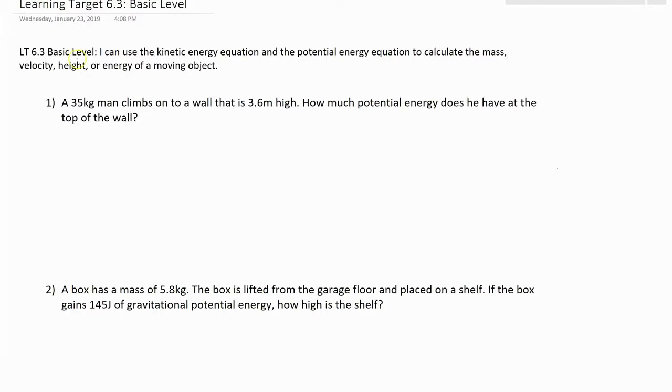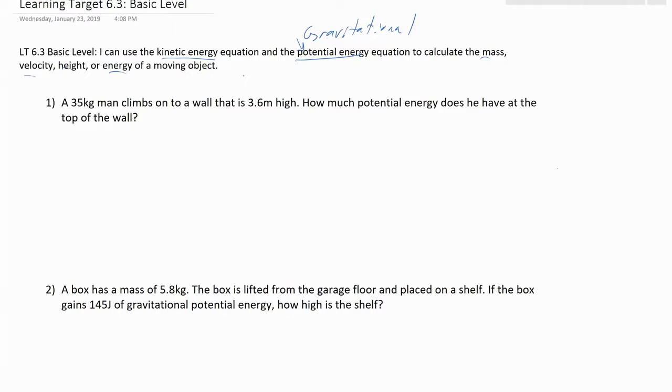The basic level reads, I can use the kinetic energy equation and potential energy equation, and really we're talking about gravitational potential energy to calculate mass, velocity, height, or energy of a moving object. For this first one, we're not going to have a moving object, but we're going to have a lot of different examples here. There'll be a total of 4 examples in this video.